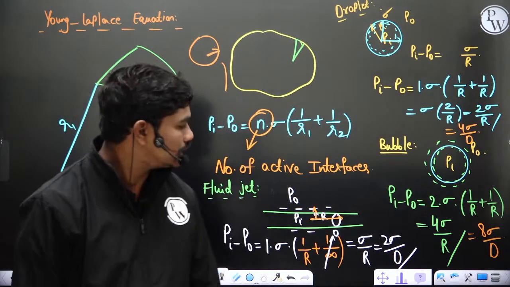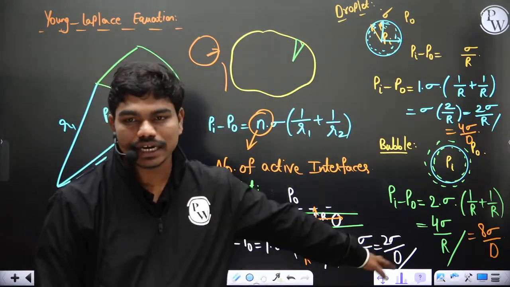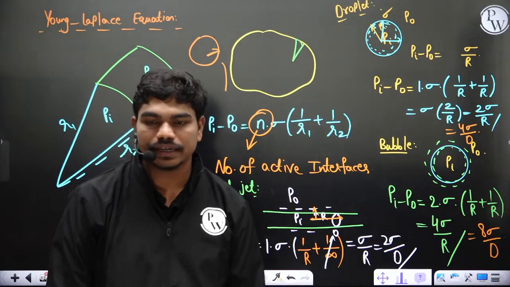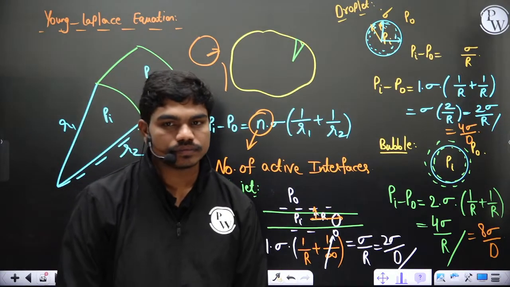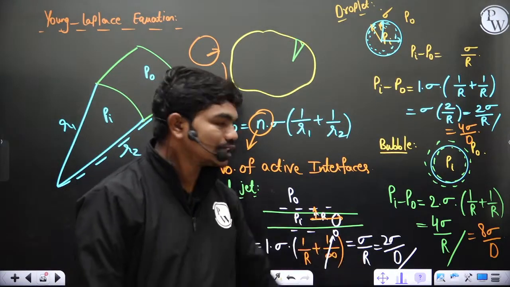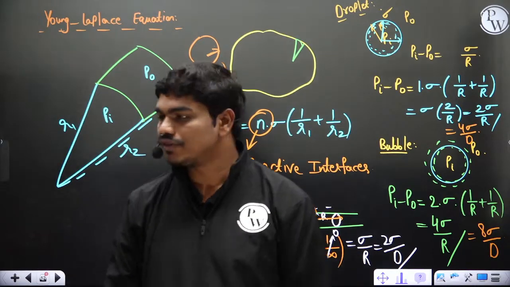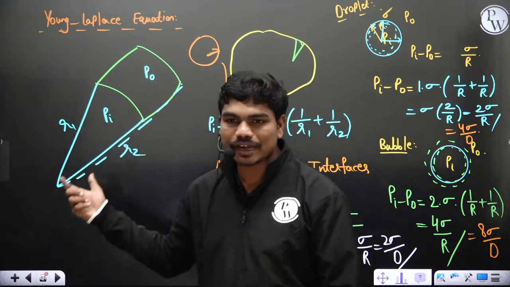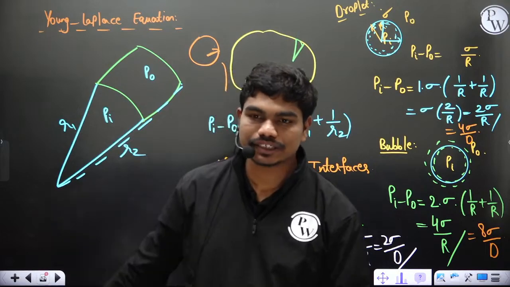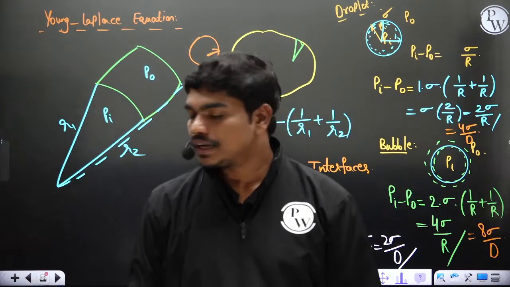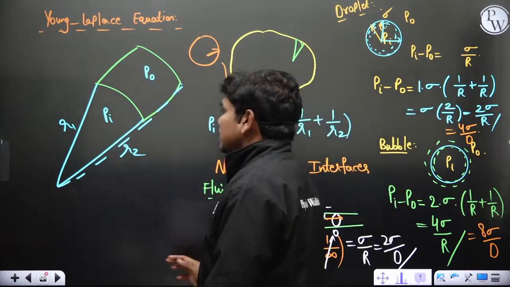So clear to all of you? This is sigma by r, and of course that is 2 sigma by d in this case. So this is sigma by d, and this is 2 sigma by d, and all this is because of this particular Young Laplace equation. Right now we are not deriving due to time constraint, but it's a simple thing. So now this is the story of this.